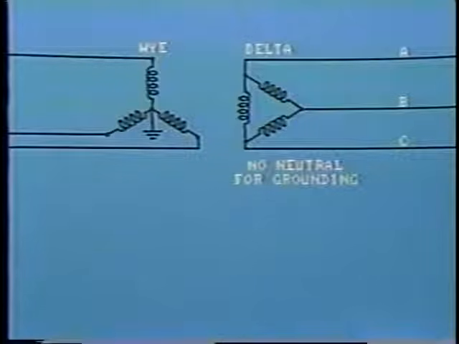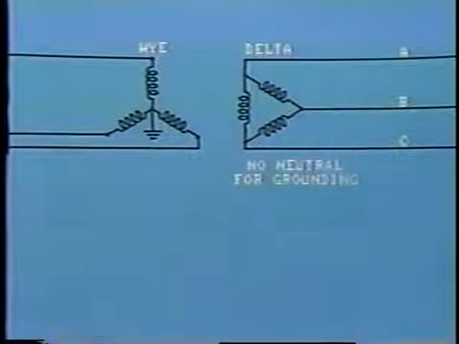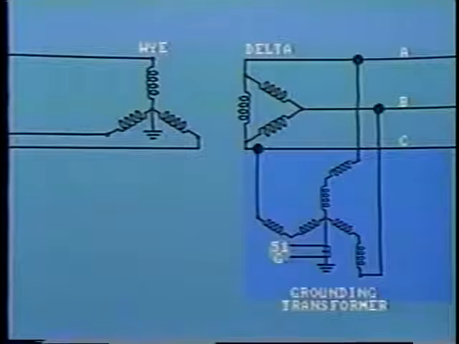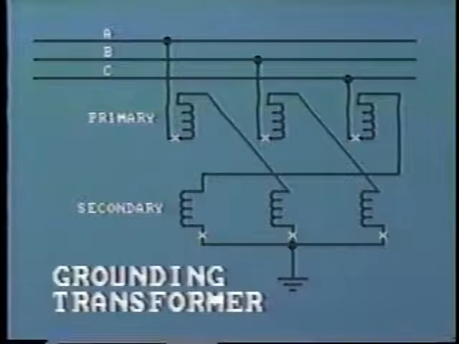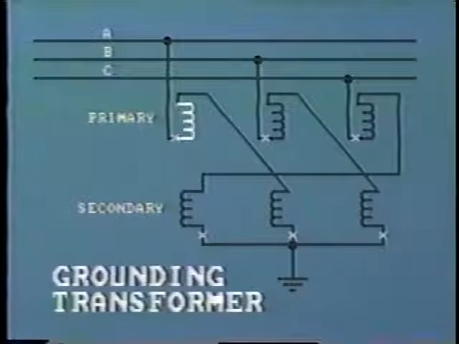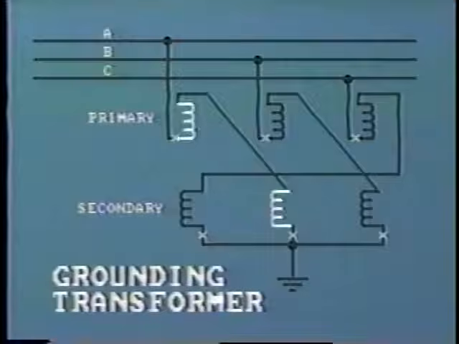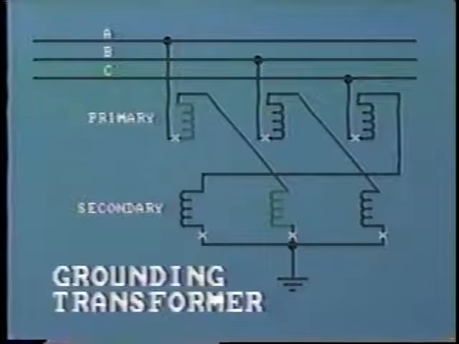Well, in this case, a neutral point must be provided, and it is quite usual to connect a grounding transformer as shown here. The transformer works on a 1-to-1 ratio with the primary and secondaries connected together in a zigzag arrangement. Here we see the circuit diagram for this connection. You can see that the A primary winding is connected in series with B secondary and so on. This allows only ground fault current to pass through.